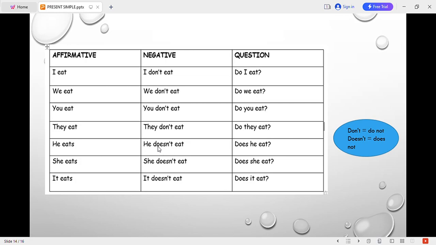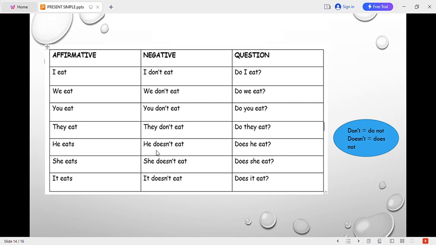It's different with the helping verb. For a plural subject, the helping verb is do, but for a singular subject, the helping verb is does. That's the way it is. That's the pattern. That's the formula of present simple. So he eats becomes he doesn't eat.